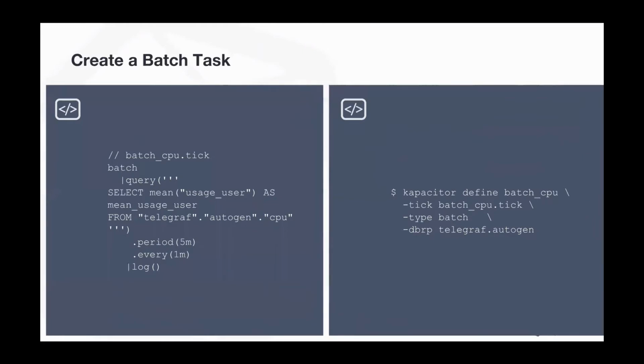Okay, so on the left side here, you can see this is the same example we just looked at. This is the actual TICKscript showing the batch task, querying the database, dividing it into 5-minute windows, and then logging it every minute. And then on the right-hand side is how you would have defined this task in your terminal, which is very similar to the way that you define a stream task in the terminal.